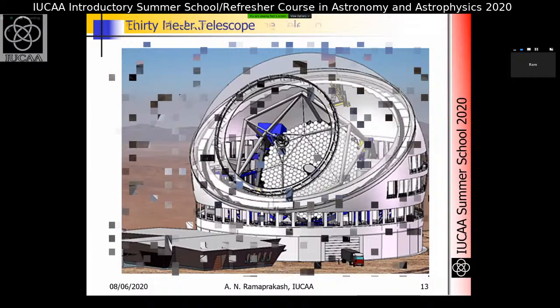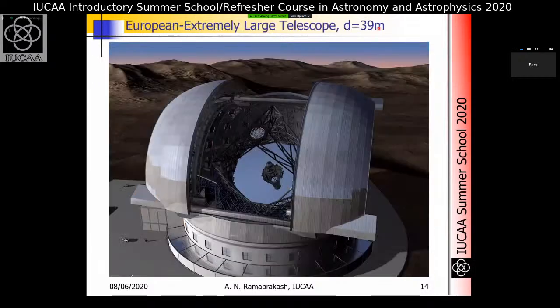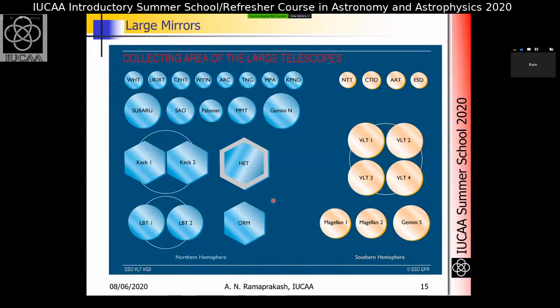And this is another example, the European Extremely Large Telescope, going to come up in the southern hemisphere. Its diameter is 39 meters. Again, made of hexagons. You can't see the individual hexagons here because they are just too tiny. But it's made of about 1,000 hexagonal pieces, each of about 1.4 meters in size, forming a large 39-meter surface.